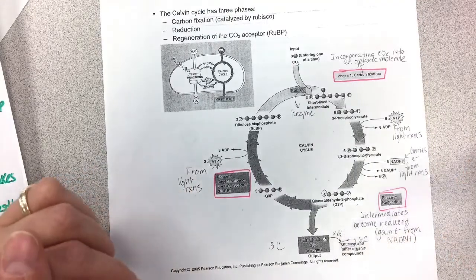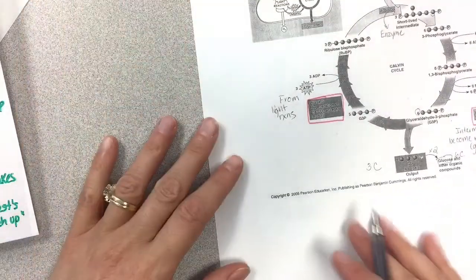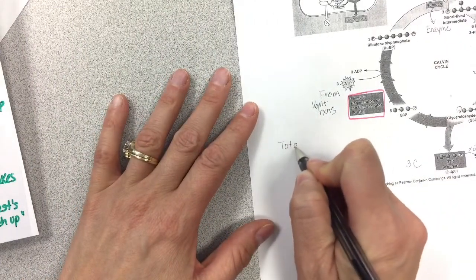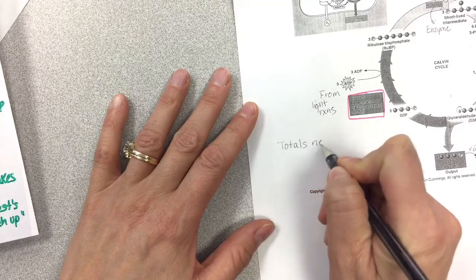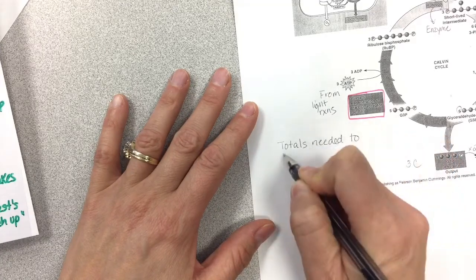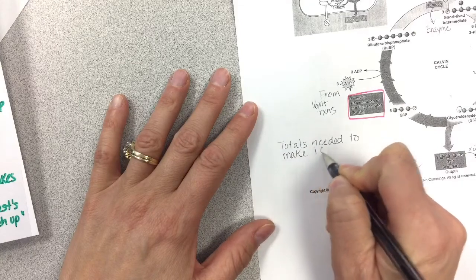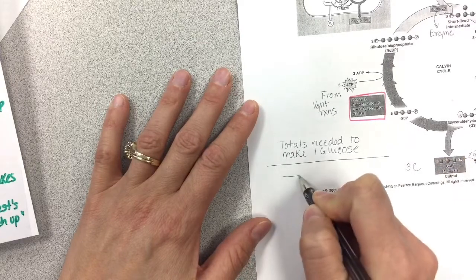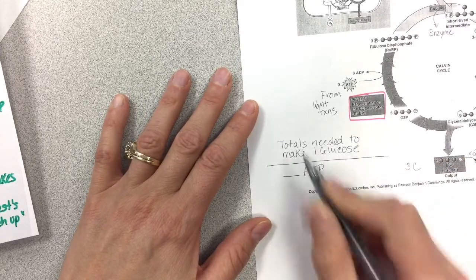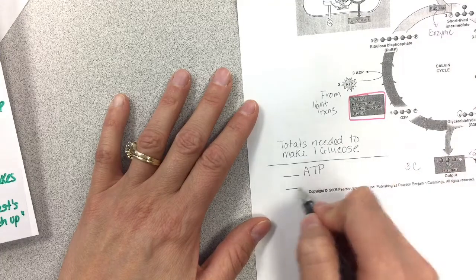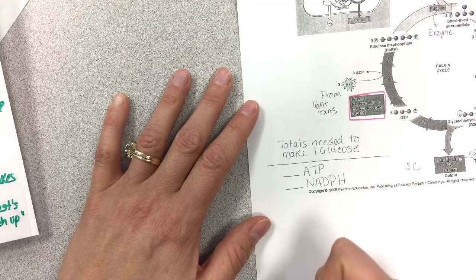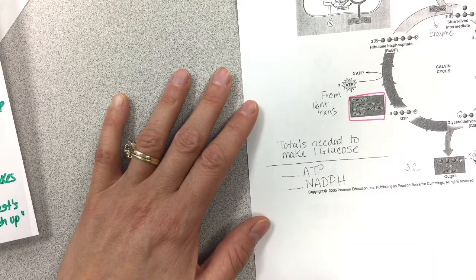So my next question to you is, let's put down here, I want you to total up what's the total needed to make one glucose? And I want you to figure out how many ATPs you would need in the Calvin cycle and how many NADPHs. So you need to pause this right now and see if you can actually calculate that, looking at the picture.